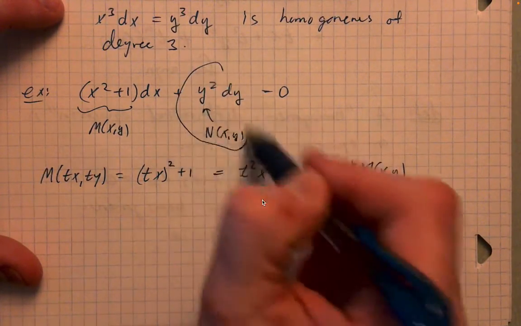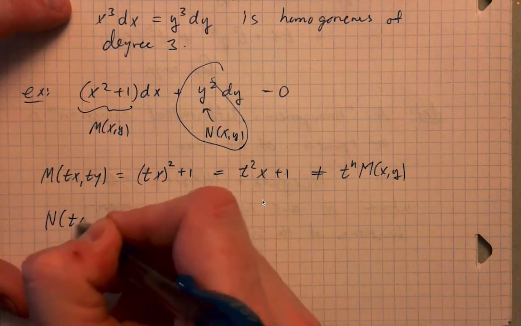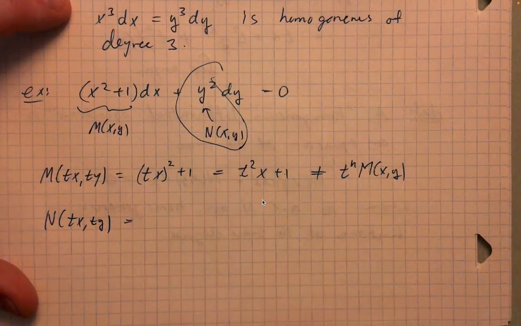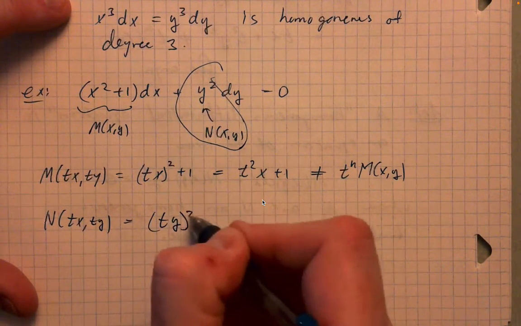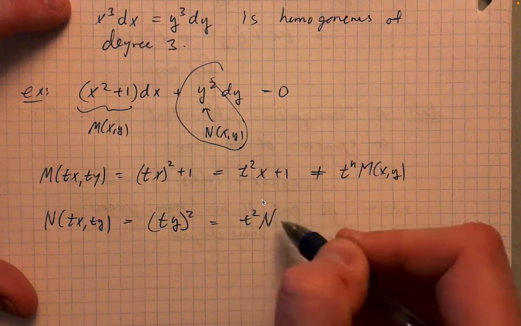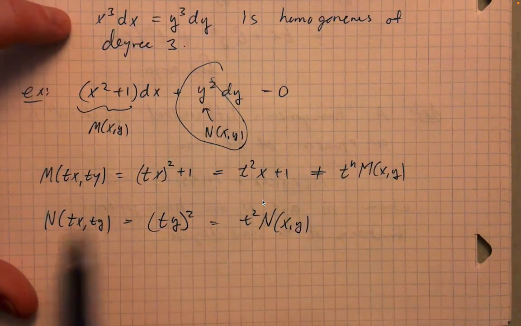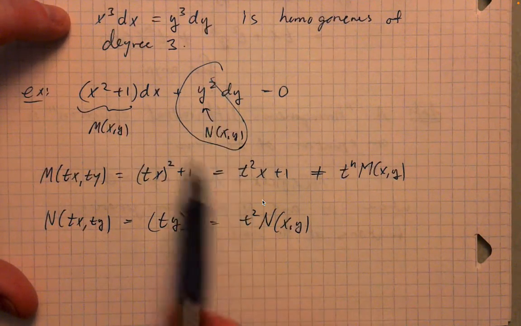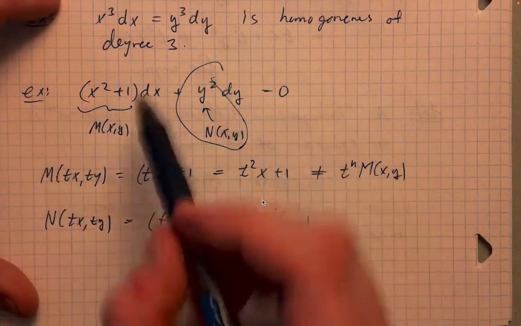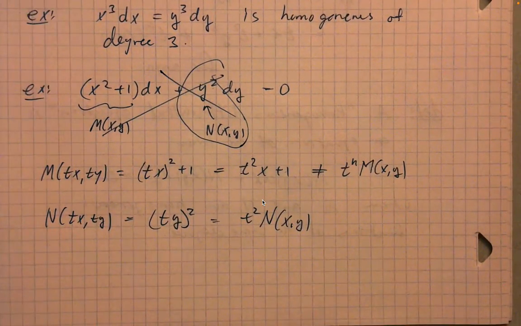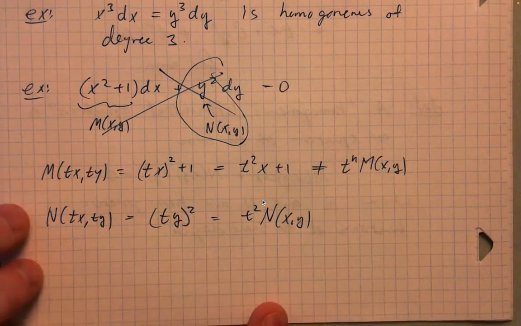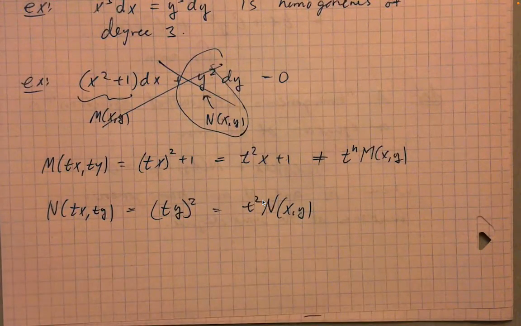This piece of it over here is, however, right? You can quickly see that this is going to be ty squared equals t squared n of xy, right? So this one is homogeneous. This one is not. So the differential equation is out. Not a homogeneous differential equation. Okay. All right, so that's sort of the starting point.